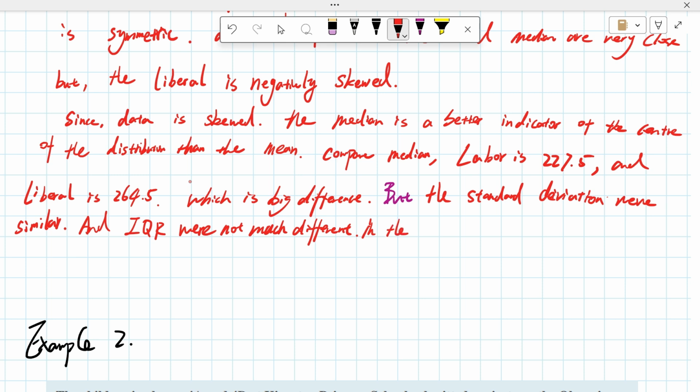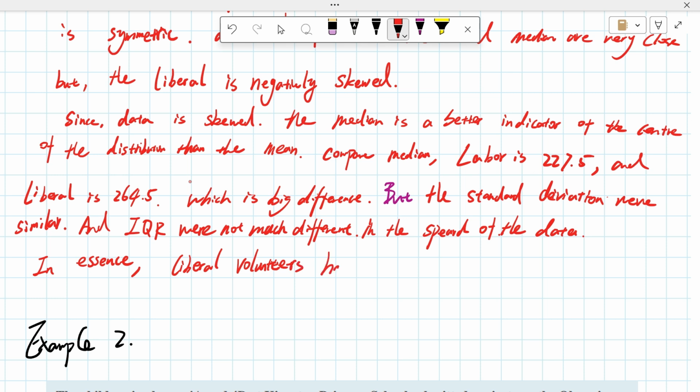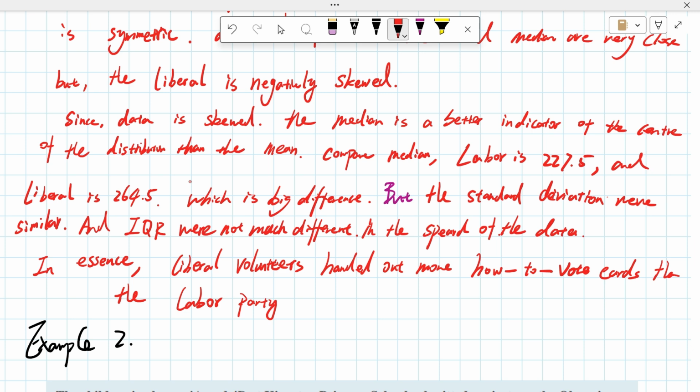In the spirit of the data, in the census, Liberal volunteers handed out more how-to-vote cards than the Labour Party did.